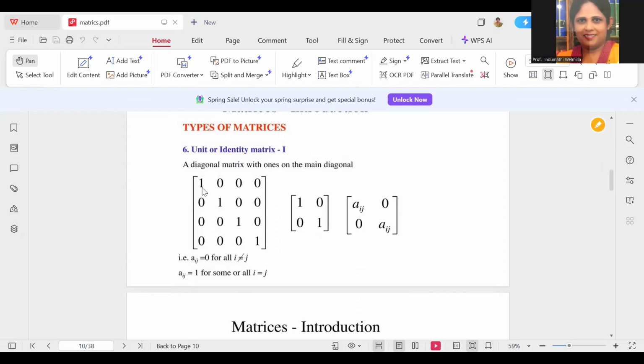You can see this example. This is the main diagonal, and all the elements on this main diagonal should be 1 and the other elements are 0. Here, this one is 2 by 2. This is a 4 by 4 matrix, 4 rows and 4 columns. So this is the identity matrix.